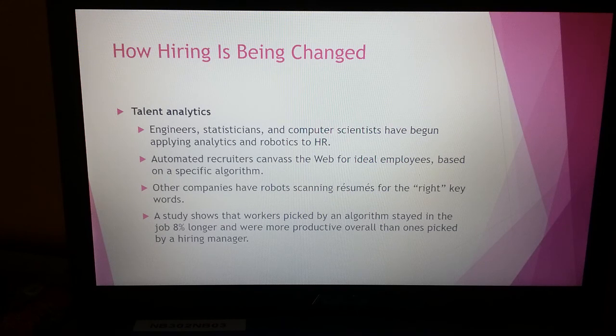So, talent analytics, this idea of putting in big data and trying to see where the best person is. You submit a resume, and certain keywords are pulled out. They use algorithms just like marketers use algorithms to determine who's going to buy a product. Hiring managers might use big data and analytics to determine who would be a good employee.